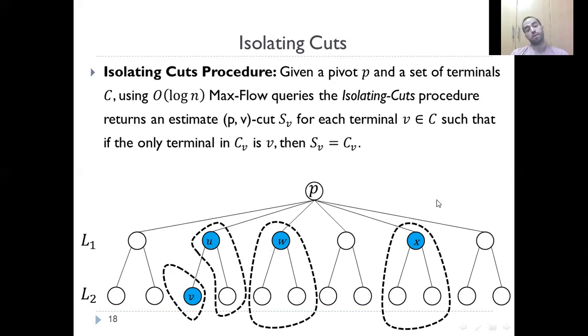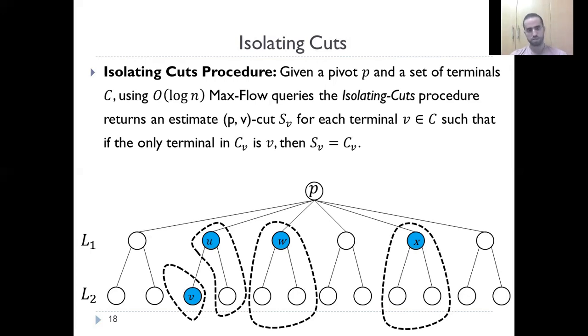Okay. And now what we do, we pick each node to be a terminal for the isolating cuts procedure with probability 1/2. And then we repeat it polylog n times. Now each triplet with high probability has, in at least one of the iterations, its father chosen to be a terminal, but not any of its children. In that case, we would identify this triplet.